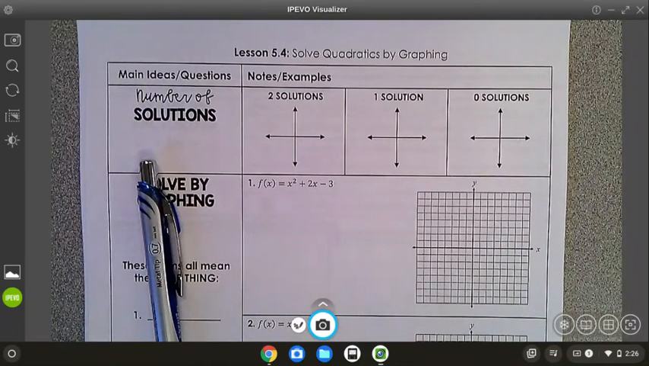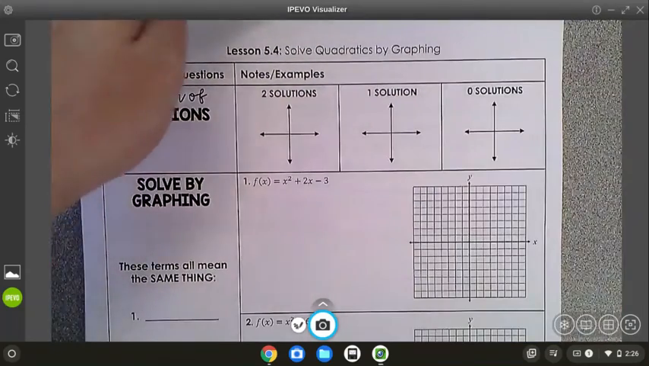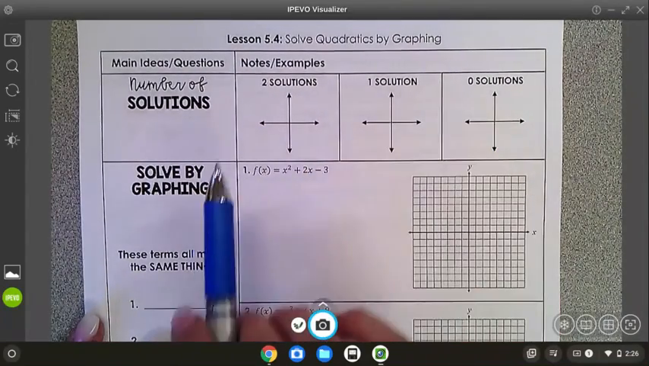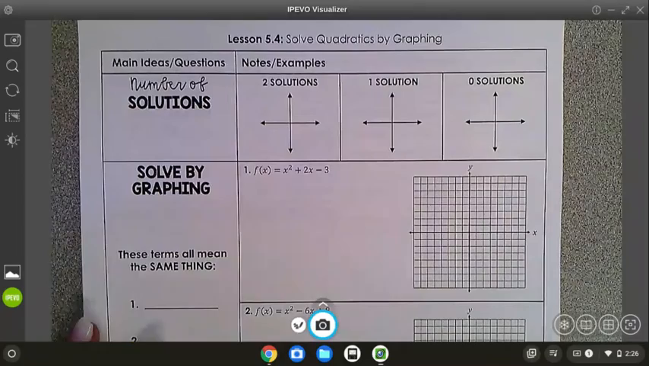In this video, we're going to be doing lesson 5.4, which is solving quadratics by graphing. When we talk about solving quadratics, we're talking about finding the x-intercepts. And we're actually going to be learning several different methods for solving these quadratics. So before we do that, there are three different numbers of solutions that you can have: 2, 1, or 0. So a quadratic could have two x-intercepts, one x-intercept, or 0 x-intercepts.